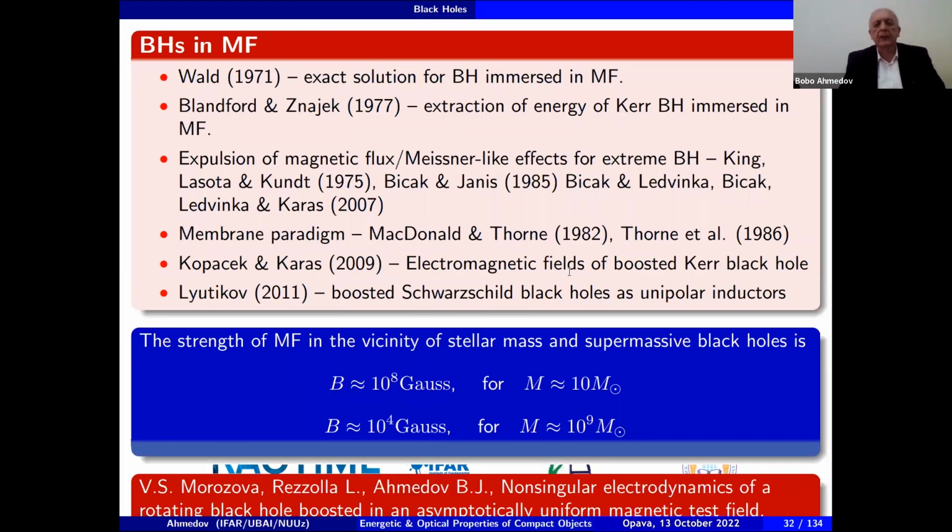can study the black hole which is embedded in the magnetic field, which will be created by surrounding matter. So it can be an accretion disk or other matter, and here you can see the number of the papers which were the basic papers related to this topic, and most important of them, of course, is the first solution which was obtained by Wald.